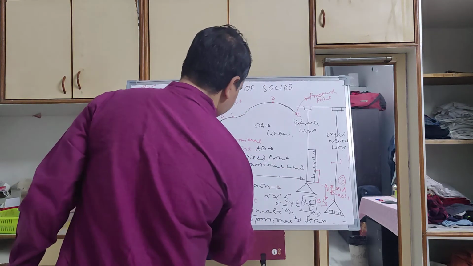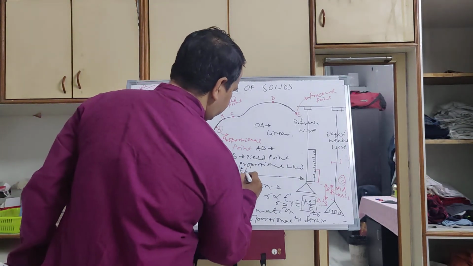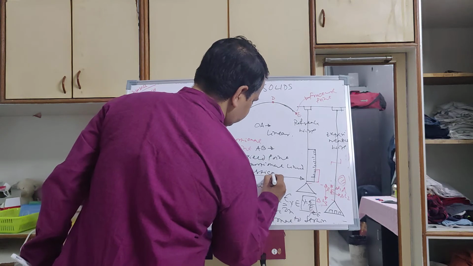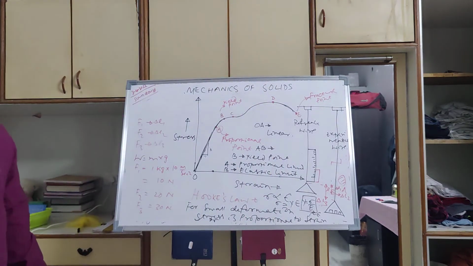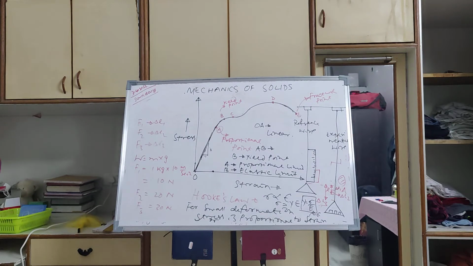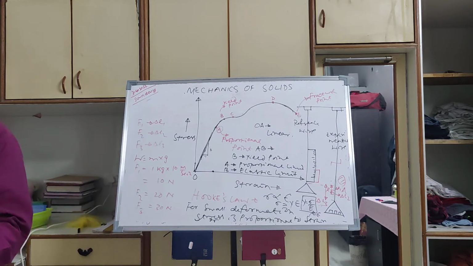B is called elastic limit, because beyond B it is not elastic. Beyond B there will be a permanent set, permanent deformation. So A is called proportional limit, B is called elastic limit, because beyond B it will yield. What do you mean by yield? It means it has yielded. If you remove the load, it will not come back. That is the meaning of yield.